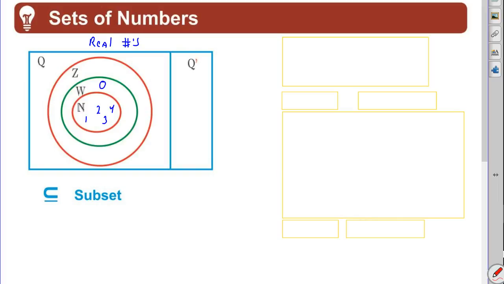Then you go to that outer red circle, and Z is the integers. All right, so this is the negative numbers, also the positive numbers. So take the whole numbers, 0, 1, 2, 3, 4, 5, 6, and add -1, -2, -3, etc., and you'll get the integers. Okay, so the natural numbers are a subset of the integers. The whole numbers are a subset of the integers.